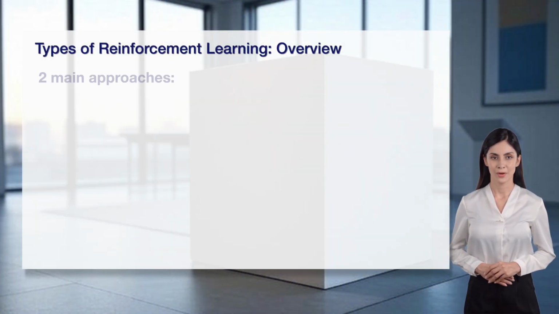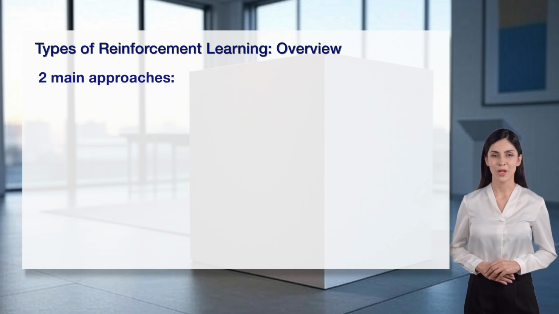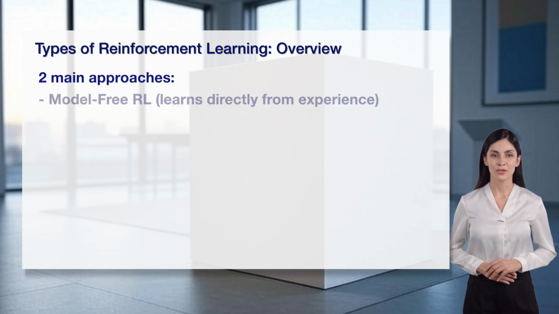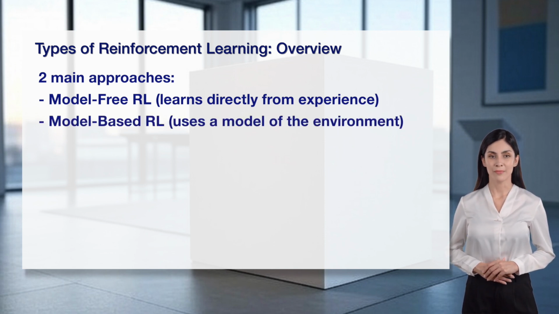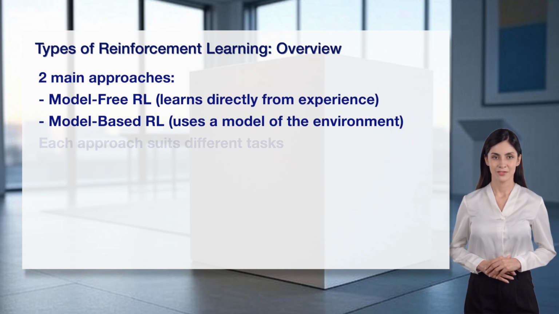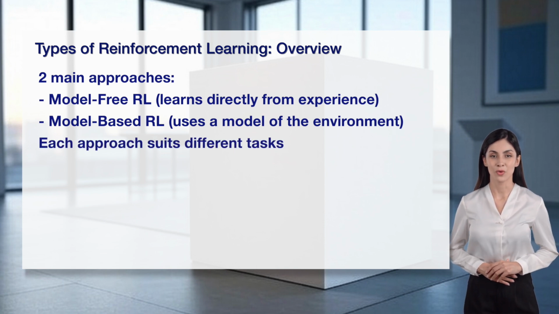Reinforcement learning has two main approaches, model-free and model-based. Model-free RL learns directly from experience, without predicting the environment's behavior. Model-based RL uses a model of the environment to plan actions, making it more efficient in some cases. Each approach is suited for different tasks, depending on the complexity of the environment. Let's explore both types to understand how they work in reinforcement learning.